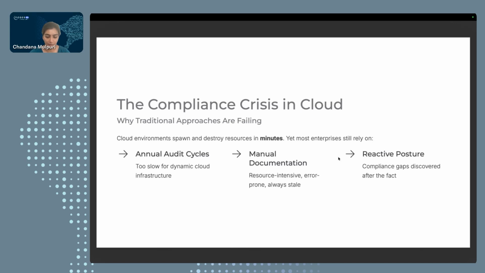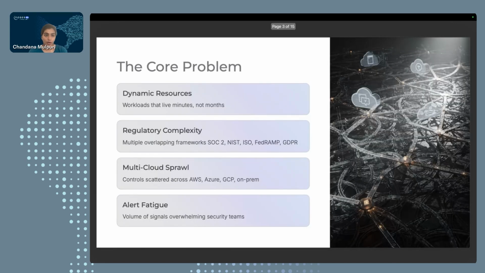So this is the current gap we were facing, and the core problem in the current industry is that we are using dynamic resources, workloads that live only minutes and not months. Let's just say we have a production environment that's going live, or we hit a number of users in a particular period. The workload is only for a couple of hours or a couple of minutes, and then it goes down. It is not for staying forever.